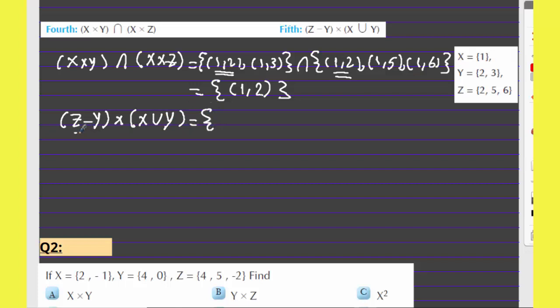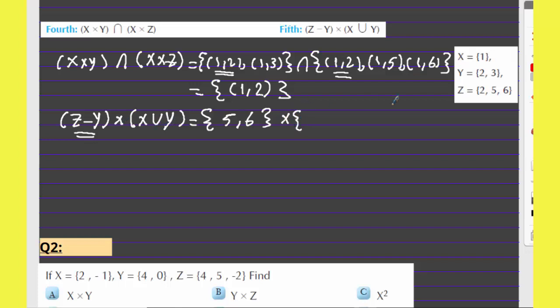First I write the set z difference y. Here is all the elements in z that exist in z and do not exist in y. What is the element which exists in z and not in y? It is 5 and 6. The elements which exist in z and do not exist in y: only 5 and 6.